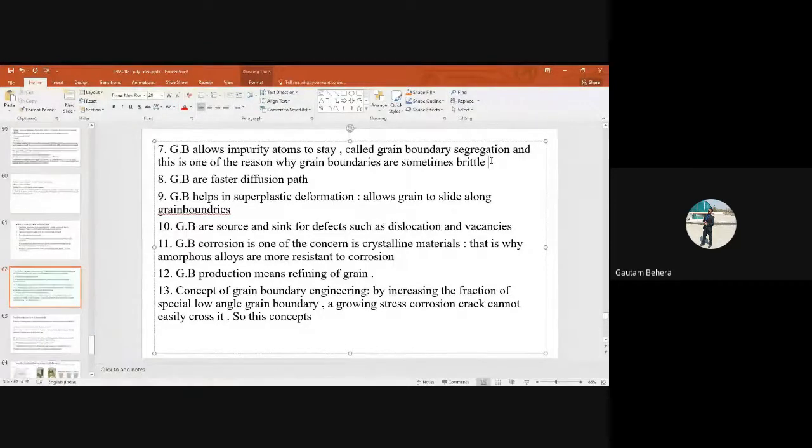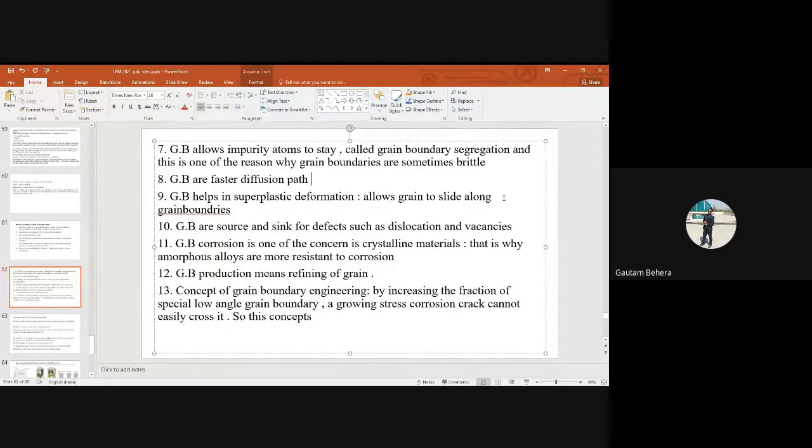So grain boundaries become brittle sometimes due to this segregation concept. Fine. And grain boundaries are fast diffusion paths. This is not the right time to discuss, but this is very interesting. We'll discuss further. Fast diffusion path means atomic diffusion will be faster along the grain boundaries as compared to the grain, right? Then grain boundary helps in superplastic deformation.